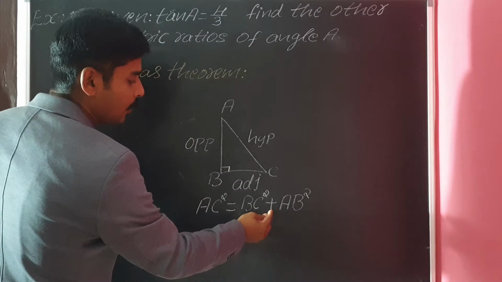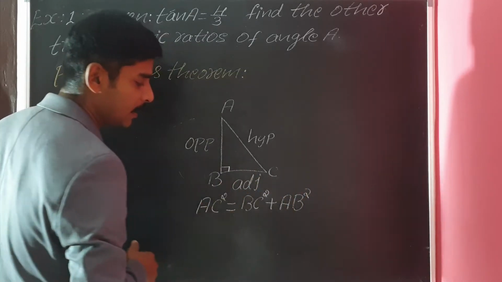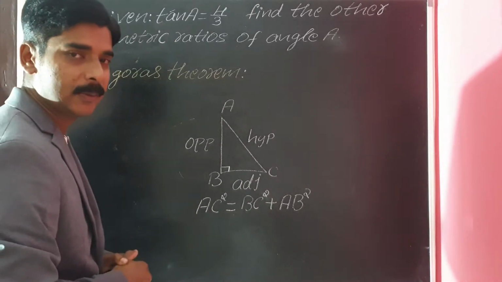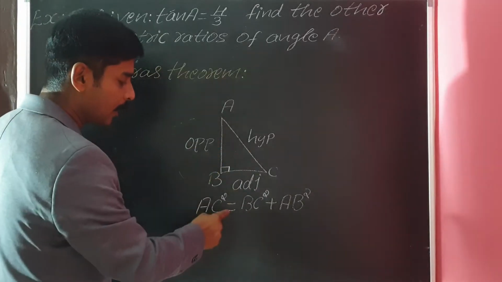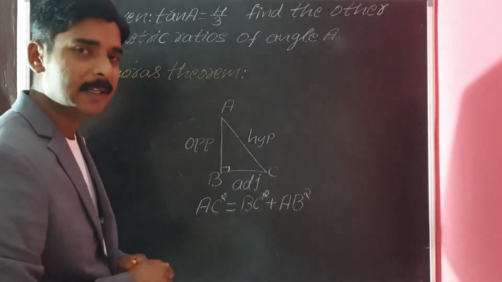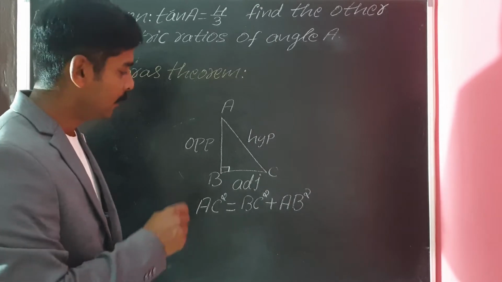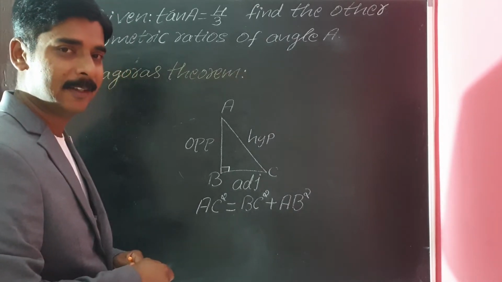Okay, sum of the squares of other two sides. So always the hypotenuse square will be equal to the sum of the squares of other two sides in a right angle triangle.